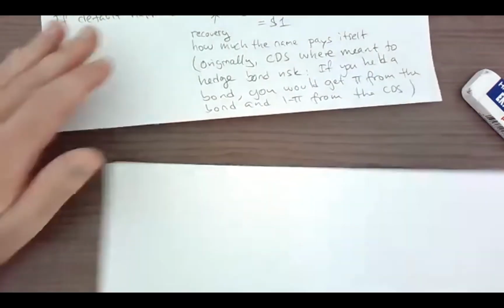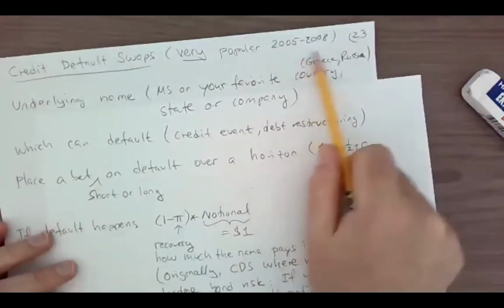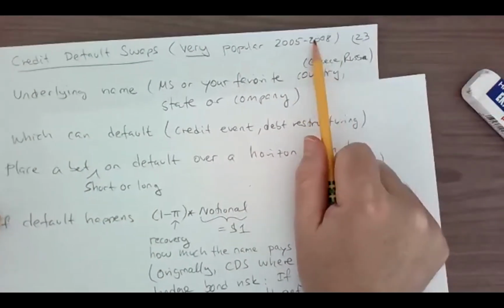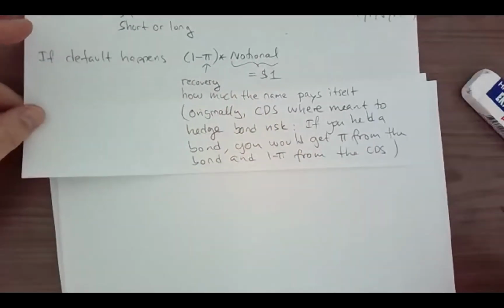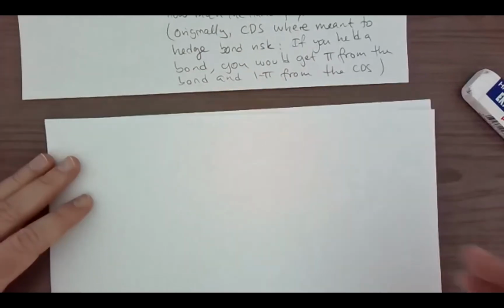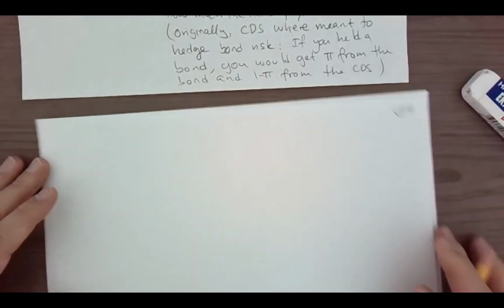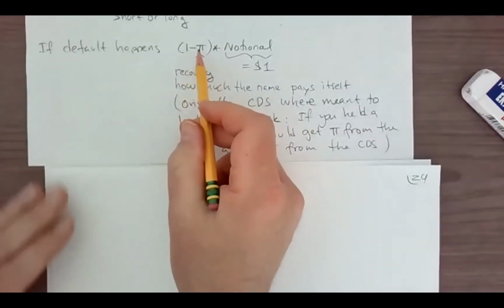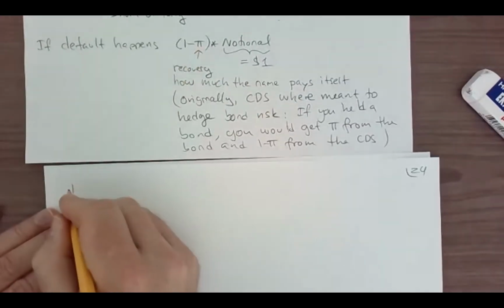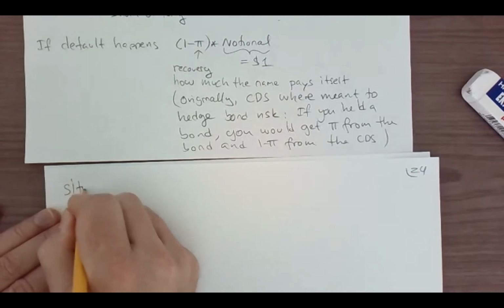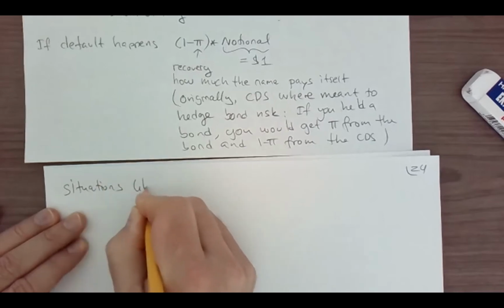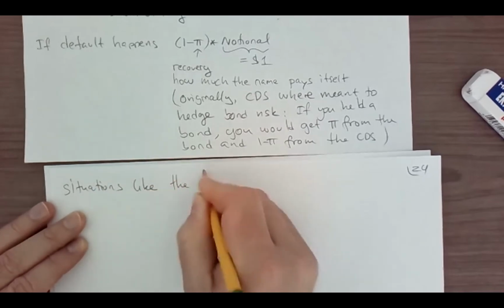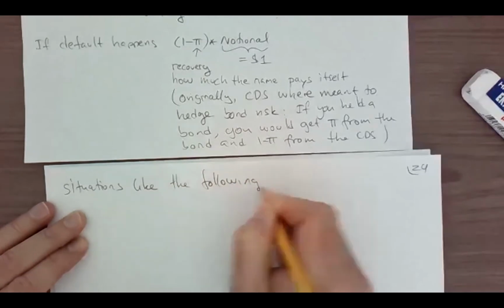So this then emerged to, when the crisis was happening here, just before 2007, lots of people held CDS contracts without having the bond, and so then you would have crazy situations like, how would this 1 minus pi work out? Well, situations like the following became a problem.